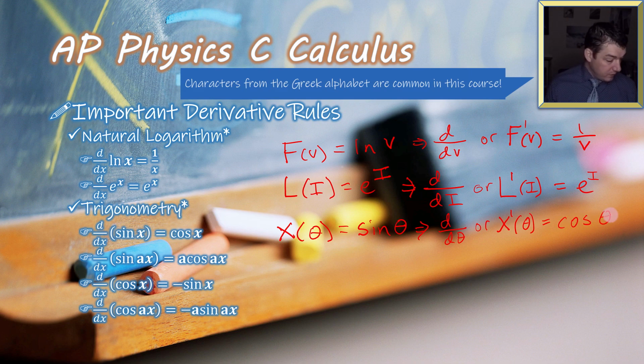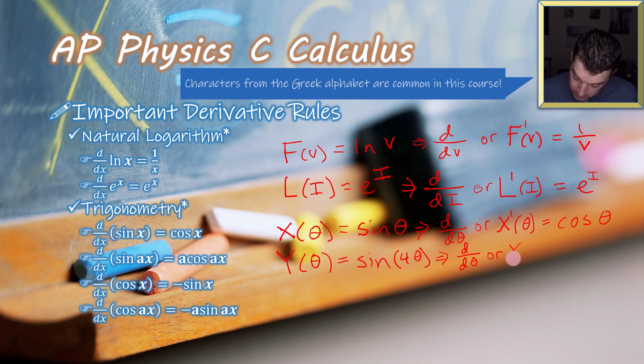We can do something similar when we're looking at multiplying it by a constant. We'll say that y of theta is equal to sine of 4 times theta. The derivative in terms of that input, or y prime of theta, is going to equal that constant 4 times the cosine of 4 theta.